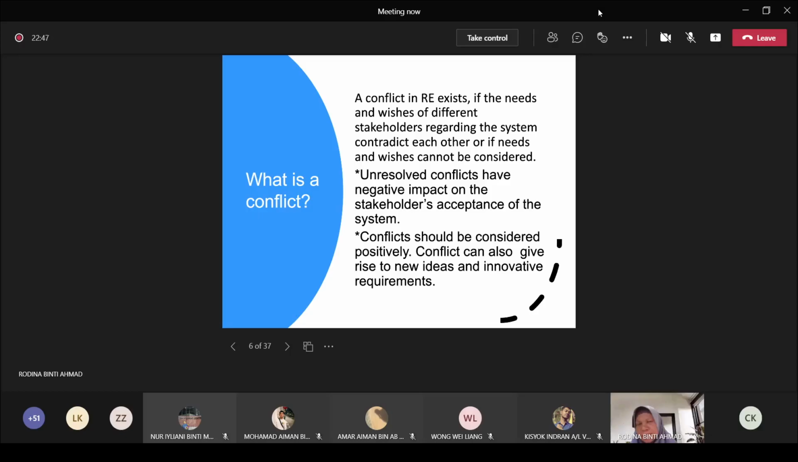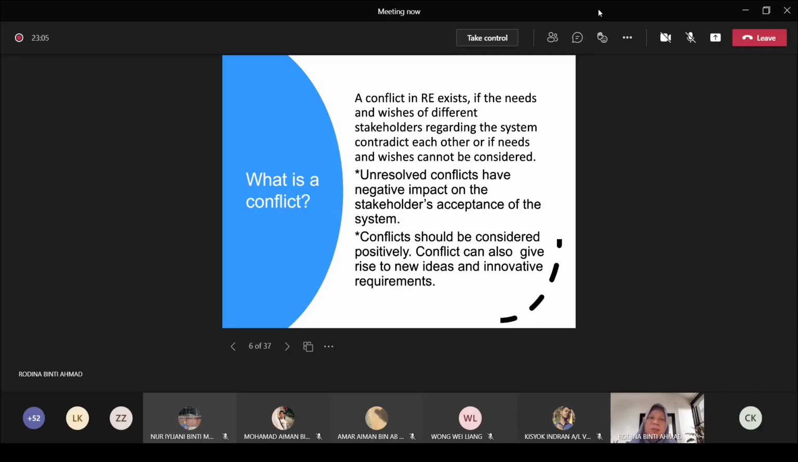A conflict in requirements engineering exists if the needs and wishes of different stakeholders regarding the system contradict each other, or if some of the needs and wishes cannot be considered. If we cannot consider them, that can also lead to conflict.